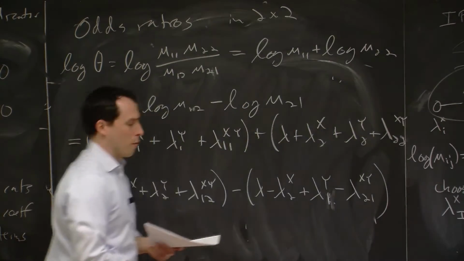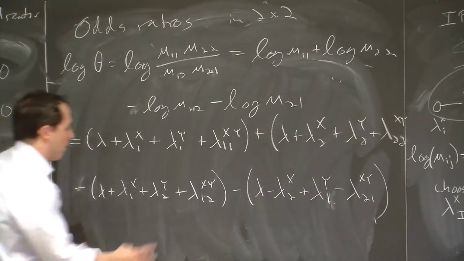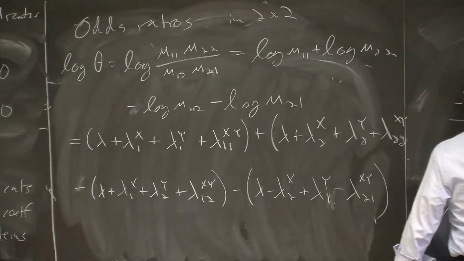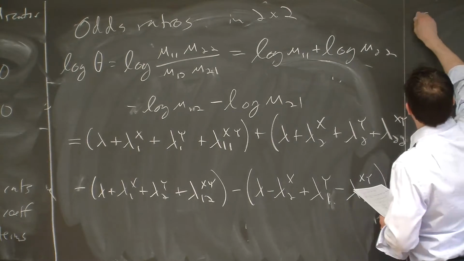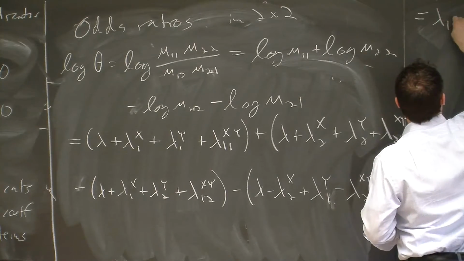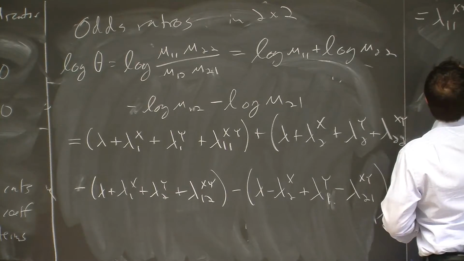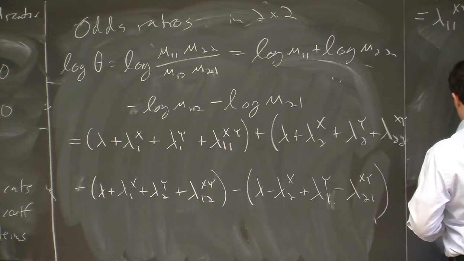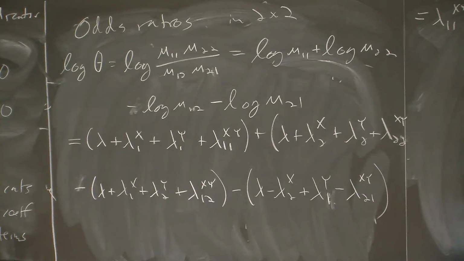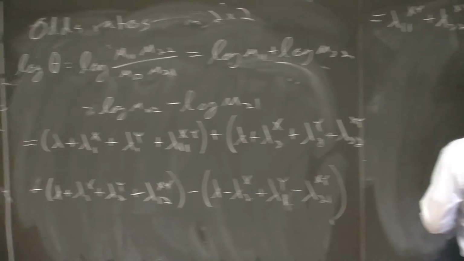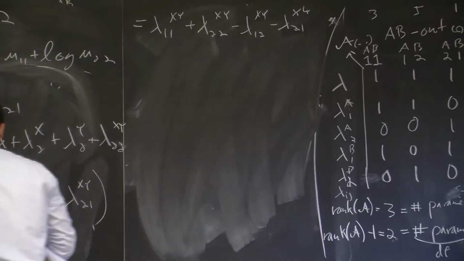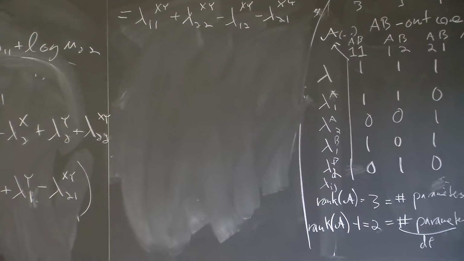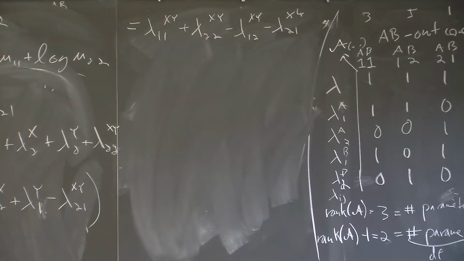So I'm not saying anything about what those parameters are. If I plug in the saturated model, that's what I'll get. And of course, lots of stuff cancels there. That works out to lambda 11xy plus lambda 22xy minus lambda 12xy minus lambda 21xy. So when I change, it's that total.